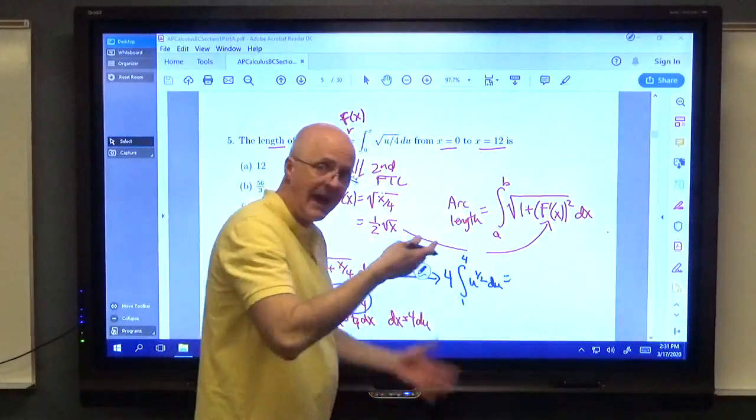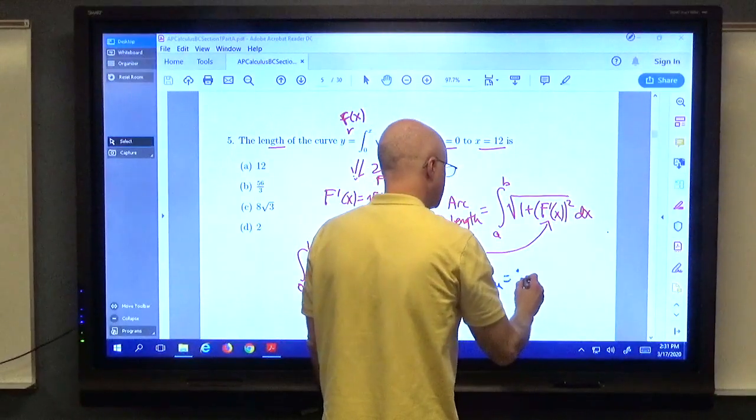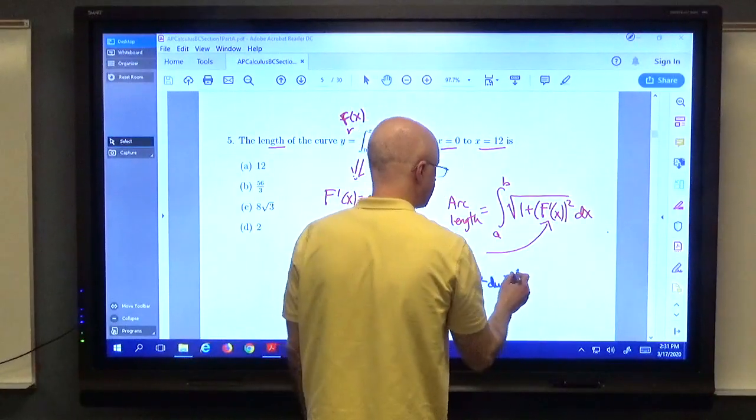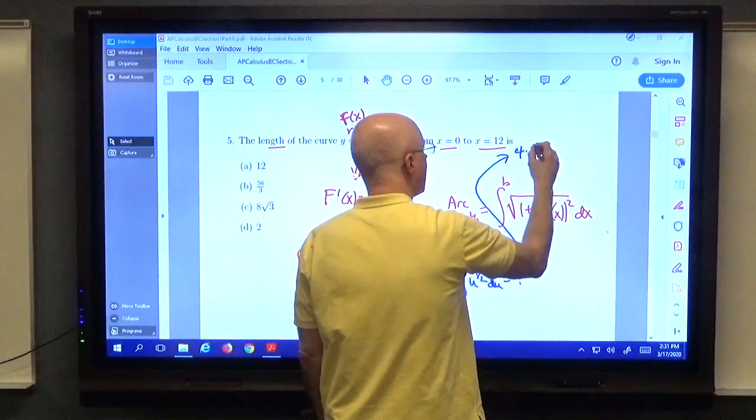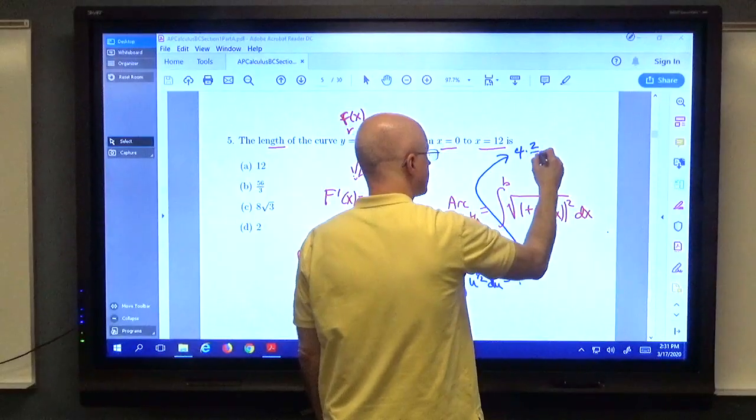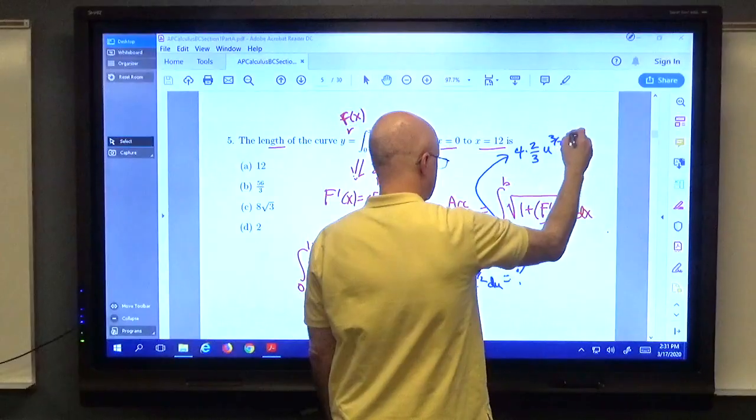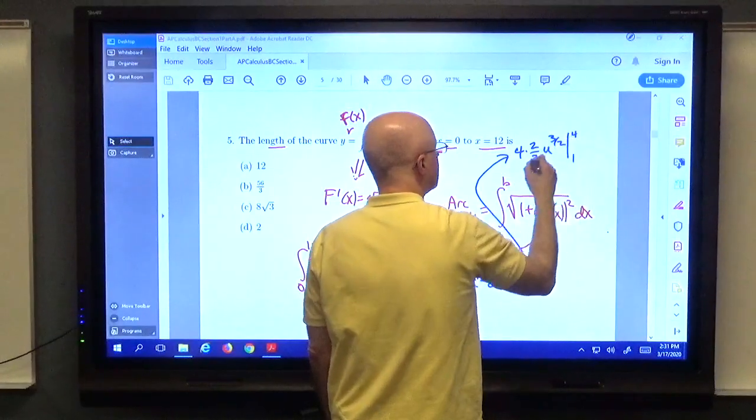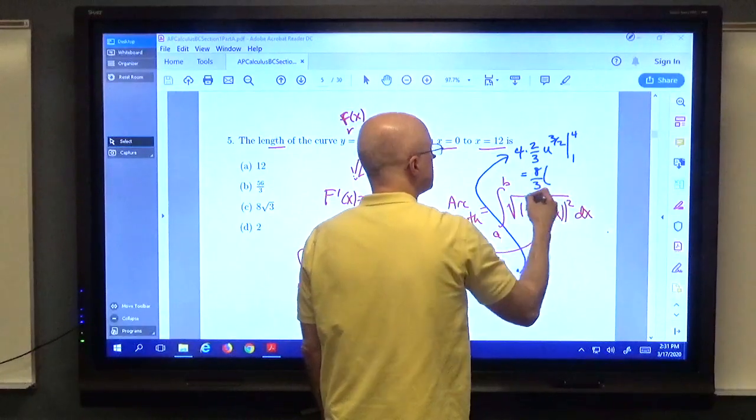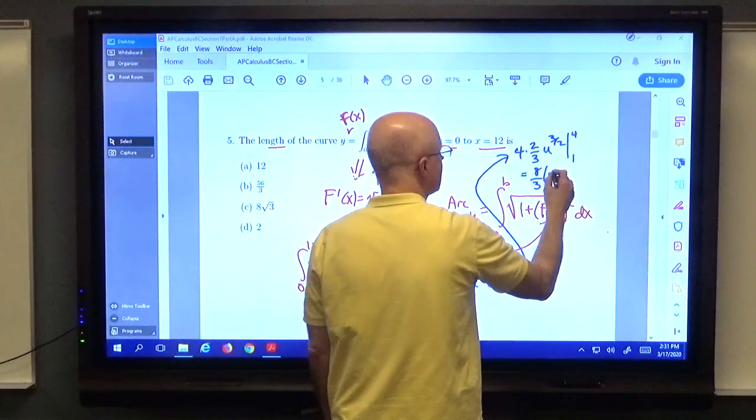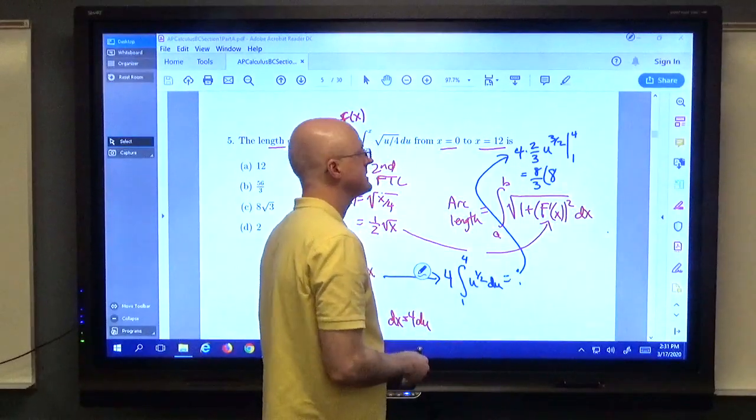You get u to the 3/2 divided by 3/2, which is the same as multiplying by 2/3. Dividing by 3/2 is the same as multiplying by 2/3. U to the 3/2, u goes from 1 to 4. This is 8/3 here. 4 to the 3 halves is 8 because it's square root of 4, 2 cubed, which is 8.